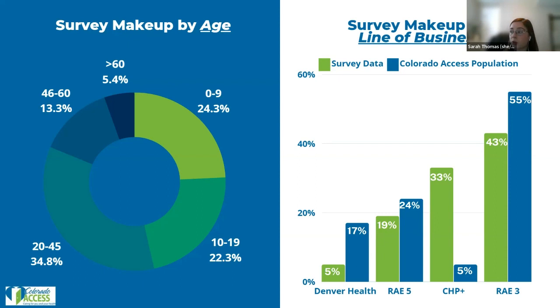Rae 5 was pretty similar to our overall member population. And then Denver Health was our lowest at 5%, even though our population is at 17%. Diving into that a little bit more, Colorado Access manages the behavioral health capitated benefit for Denver Health. And so with this partnership, we manage the behavioral health claims and resources for Denver Health, but Denver Health manages those physical health claims and resources for their members. And so it's likely that the majority of Denver Health members are calling their customer service teams for physical health needs.